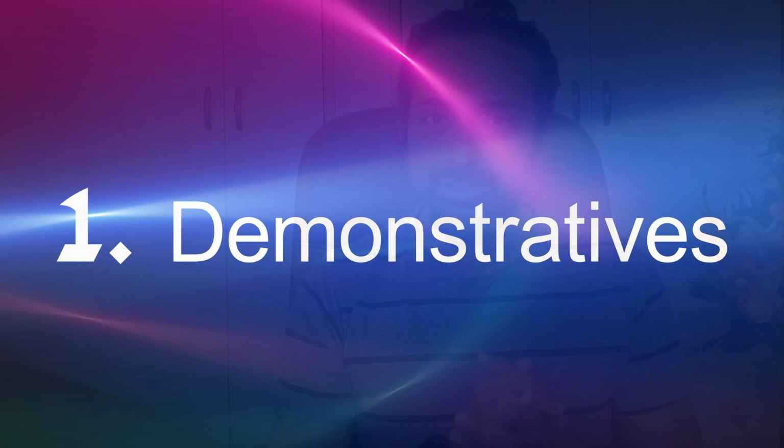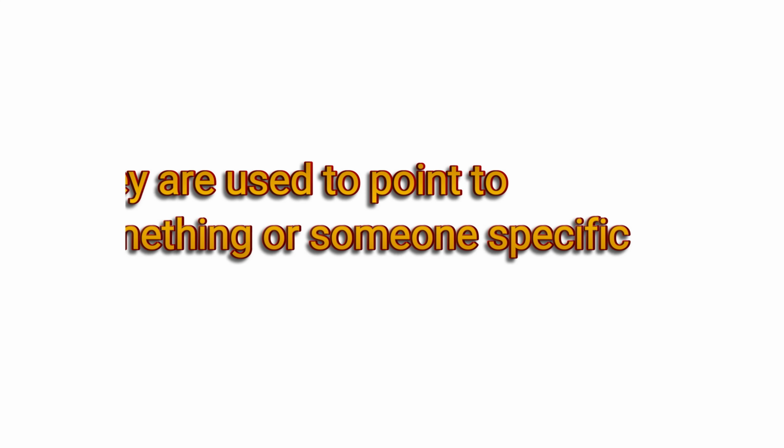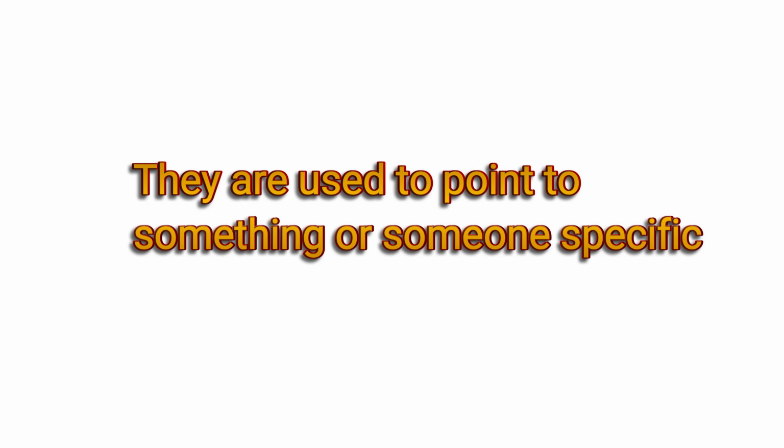So what do you have to learn? The first thing you need to learn is demonstratives. This is the first step to start learning grammar. Remember. Why are these demonstratives important? Why do we need this? They are used to point to something or someone specific. You have to say, right? This is my sister. That is my friend. So how will we say? These are the basics. You need to know the demonstratives.